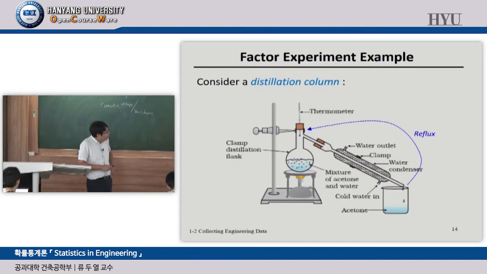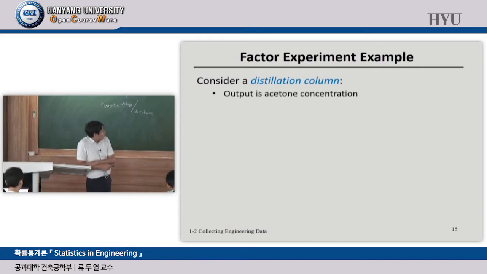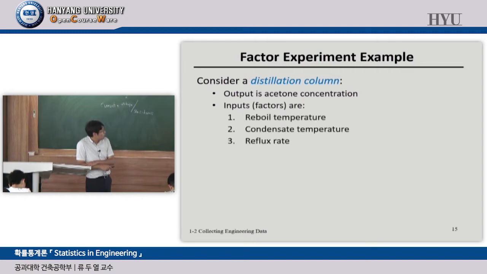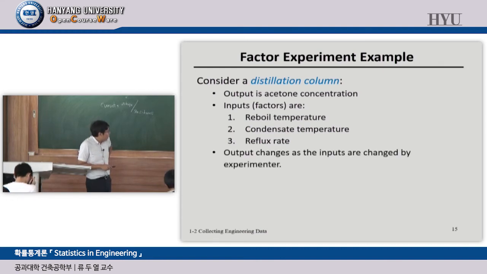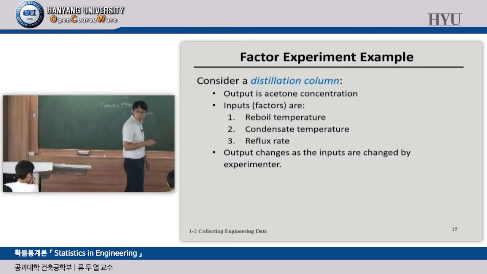Based on this experimental setup, we can simply think that the output is the acetone concentration. And what are the inputs? The inputs are the reboil temperature, the boiling temperature, the condensate temperature, the temperature of the cooling system, and also the reflux rate, meaning how many times you repeat the process. Based on these three inputs, we can change the concentration of the acetone, right? So the output changes as the inputs are changed by the experimenter. So how many outputs can be obtained by this system?